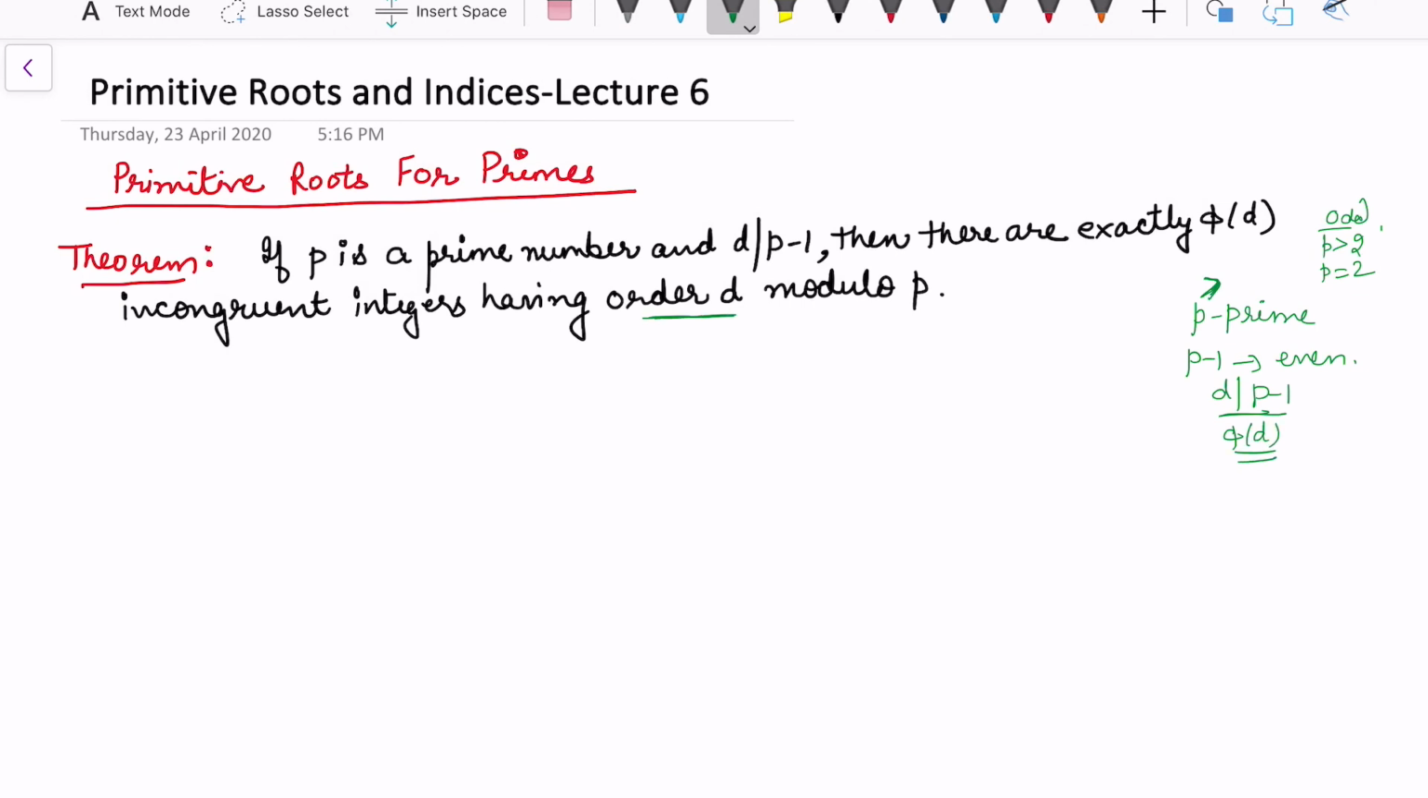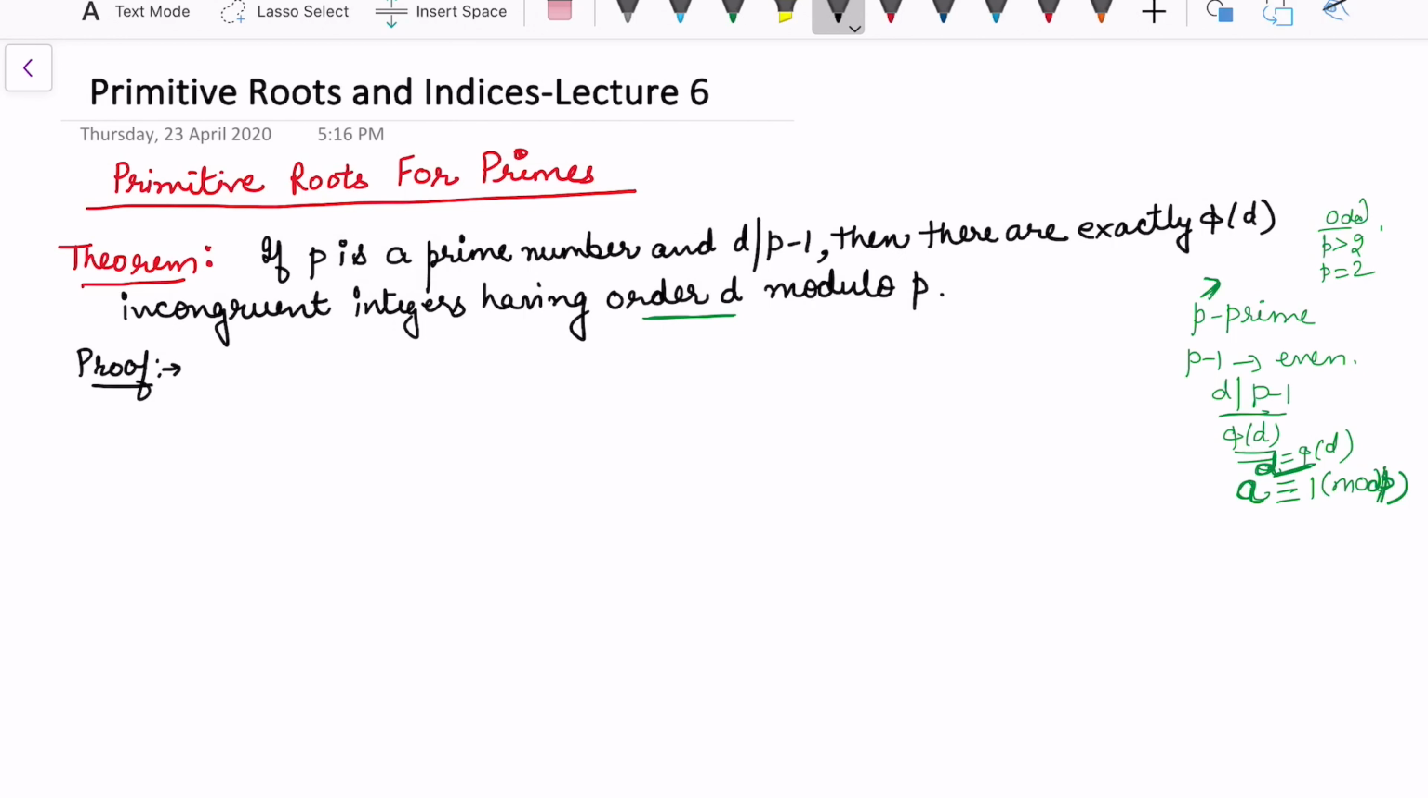So when we say order d, that means there is an integer a whose order is d, which means a to the power d is congruent to 1 modulo p. So that speaks about ensuring that a is the primitive root of p. So that is how it talks about the existence of the primitive root. Now let us see the proof of this theorem and then we will take the example.